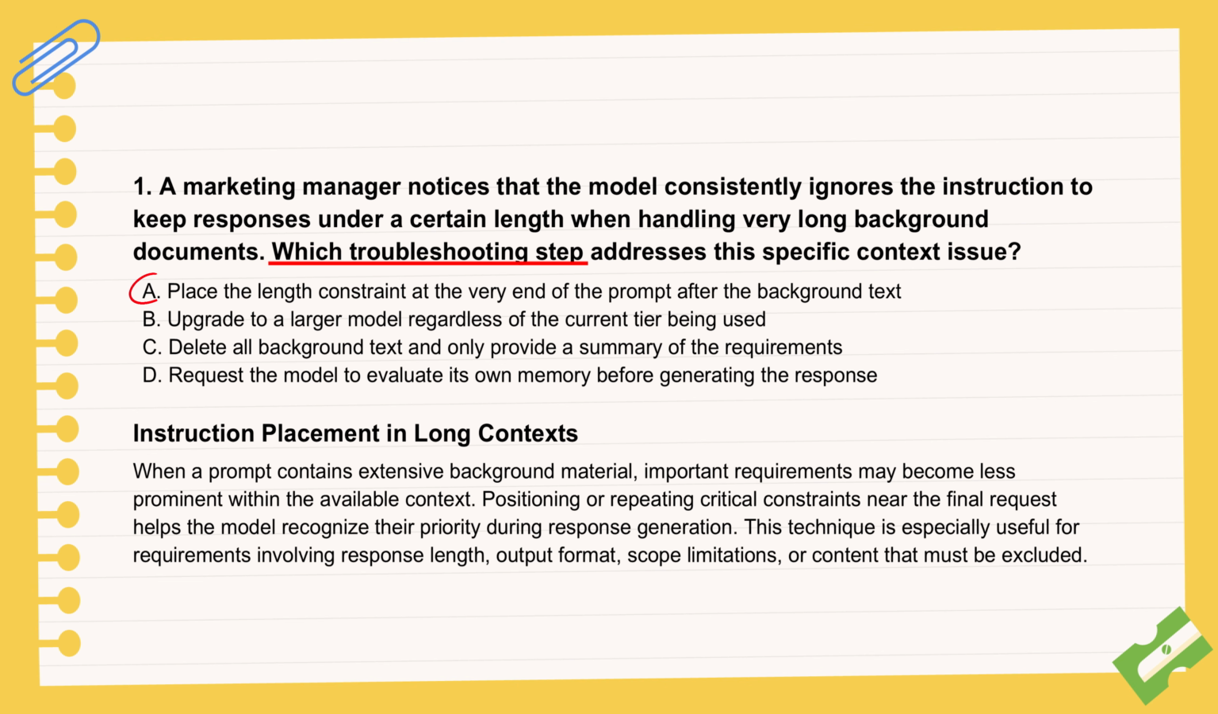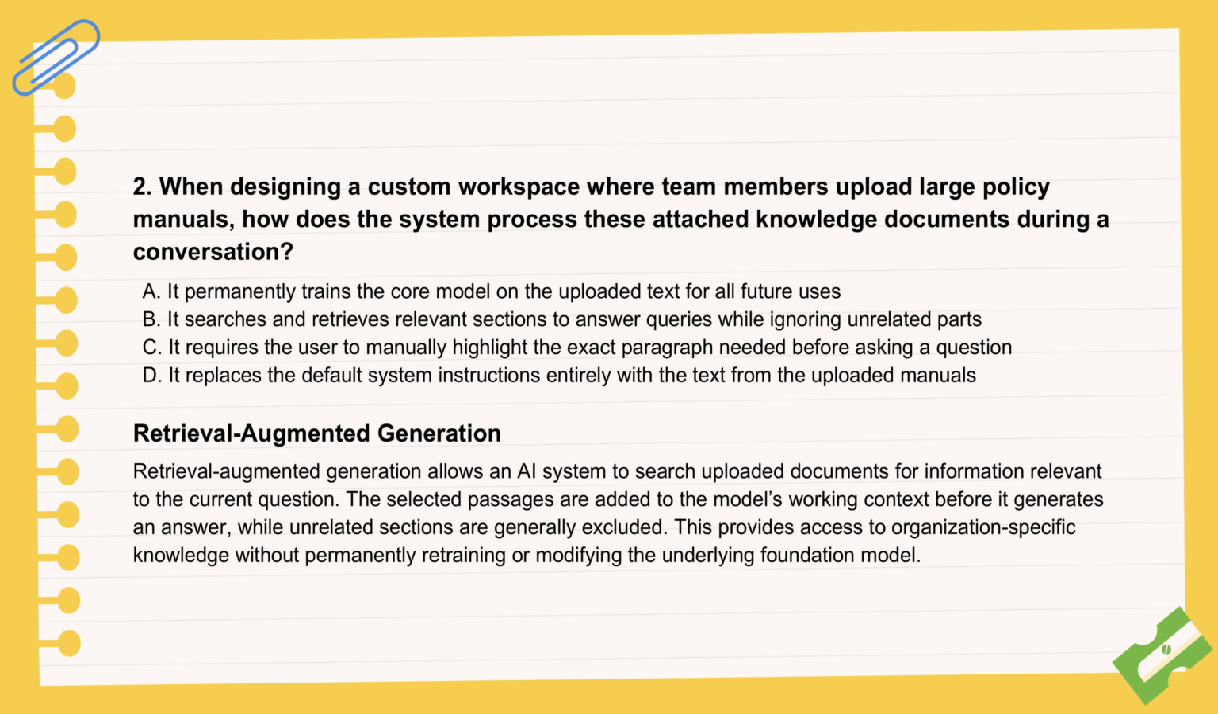So let's explore that mechanism. Question 2. When designing a custom workspace where team members upload large policy manuals, how does the system process these attached knowledge documents during a conversation? The correct answer is B. The system searches the uploaded knowledge documents and retrieves only the sections relevant to the current question. The documents provide supporting context but do not permanently train or modify the core model.